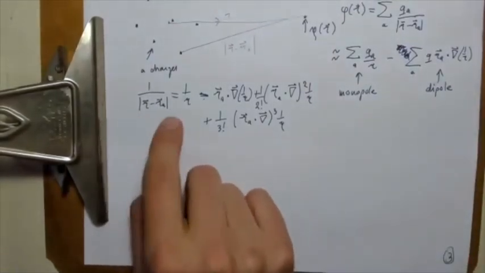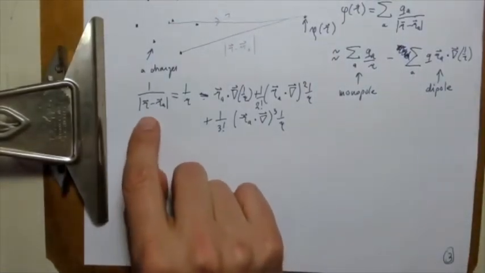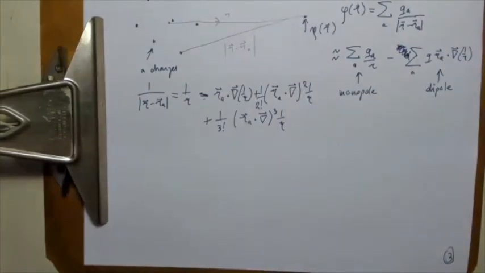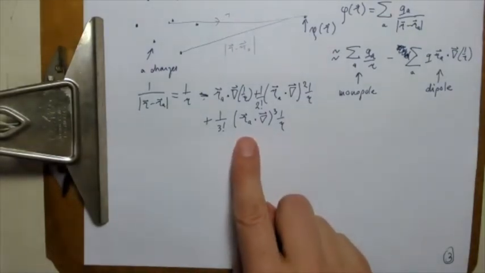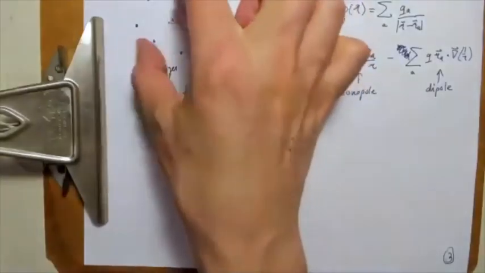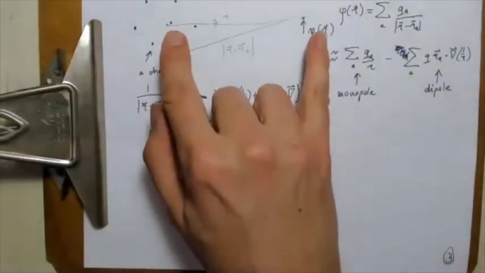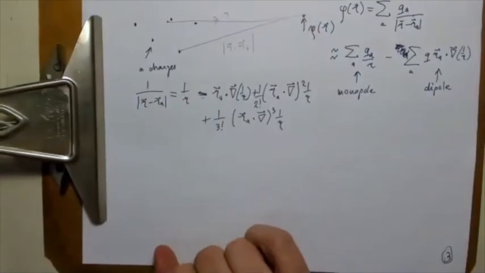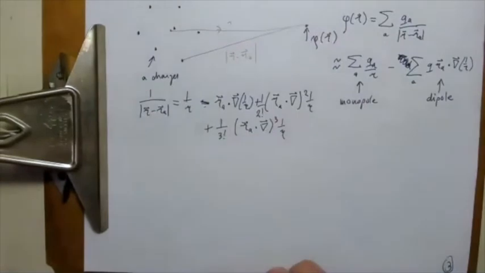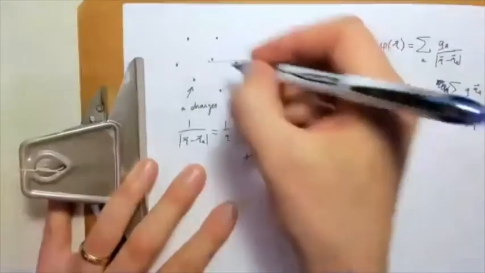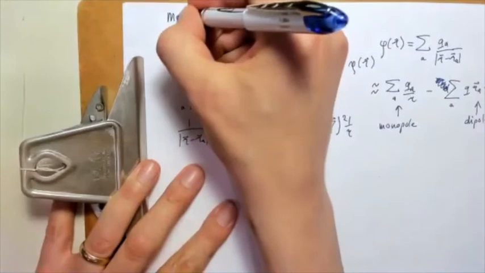So really, that's all we're doing. We just pick all these points at slightly different distances RA, and then if they are close together with respect to the total distance, how far that cloud is, then we can just do this multipole expansion. All right, so that is the multipole expansion.